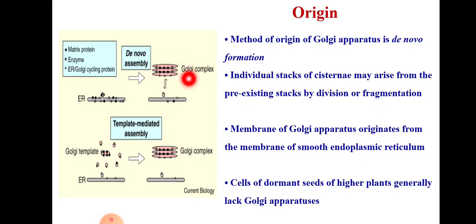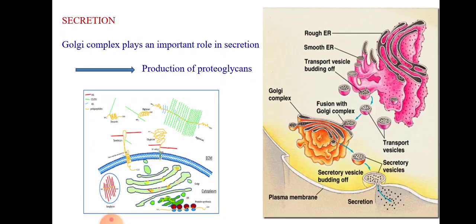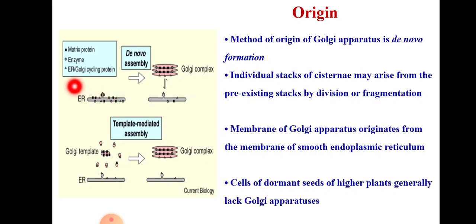This is how a Golgi apparatus gives the trans face as well as the cis face after its formation. In template-mediated assembly, the Golgi apparatus will be scattered and attached to the endoplasmic reticulum. Here the new Golgi apparatus will be formed on the basis of matrix protein enzymes and the endoplasmic reticulum as well as Golgi cyclic protein.